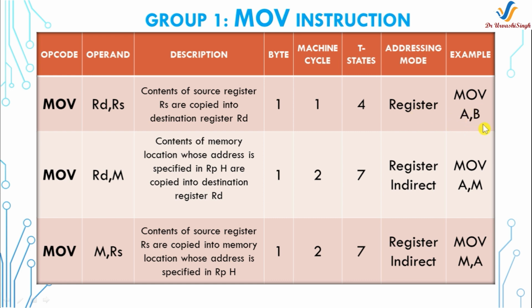So for example, MOV A, B. In this instruction, the contents of register B will be copied into the accumulator. This instruction requires only 1 byte of the memory and only 1 machine cycle will be executed, and that is the opcode fetch machine cycle. In fact, opcode fetch machine cycle is the first machine cycle of every instruction, which requires 4 T states.